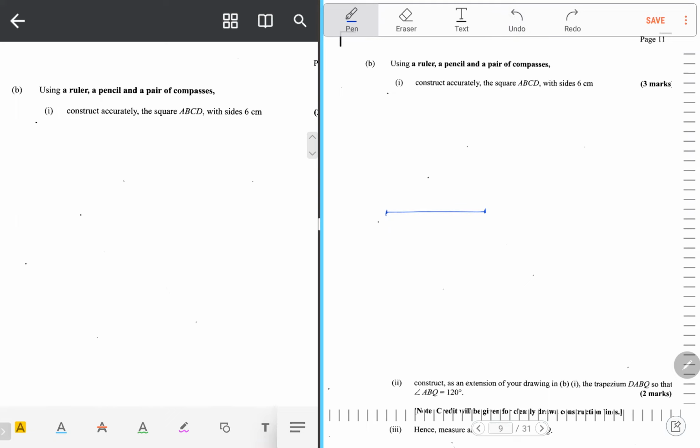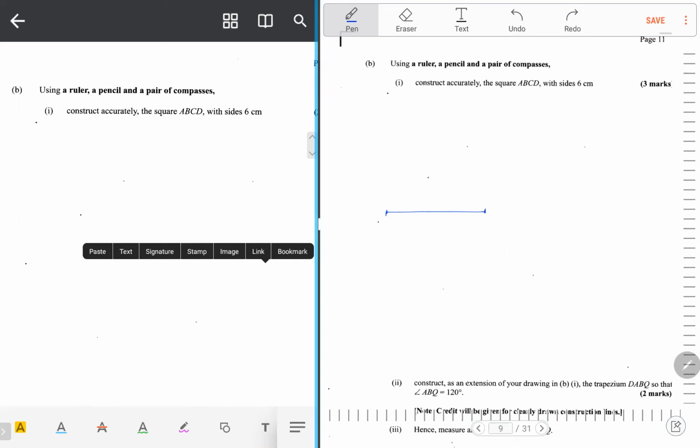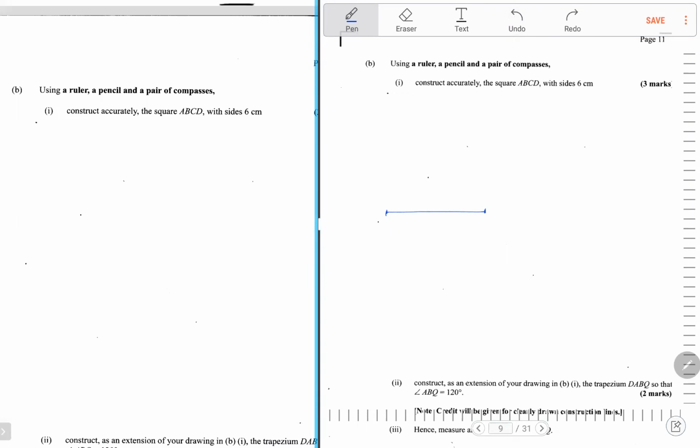So since we want a 90-degree angle, what I can do is basically extend this line and extend this line.